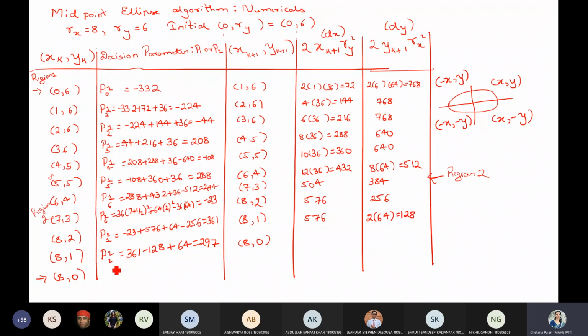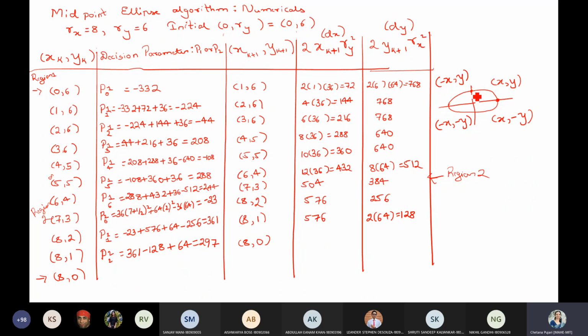So P2 of 2 we have done. This is the second iteration. Calculate the value of your decision parameter. In this case, it is 297. Again, because it is positive, no change in the x value, and the y value we are decrementing, so that is 0. We need not calculate the value of dx and dy because your y value has already reached 0, and that is a stopping condition for our coordinates, right? Because the y value already reached 0, which means I am already here. So I need not do more.